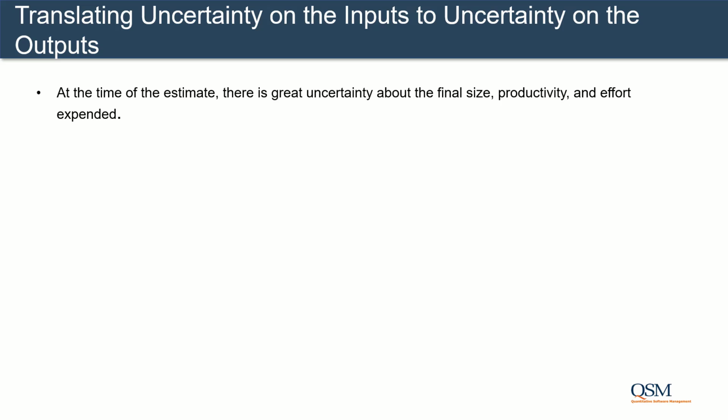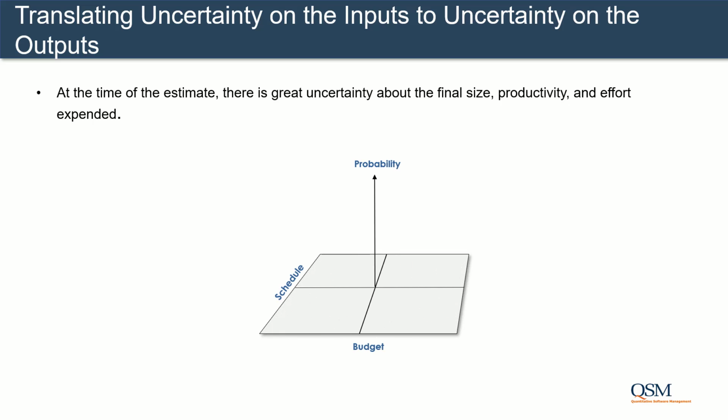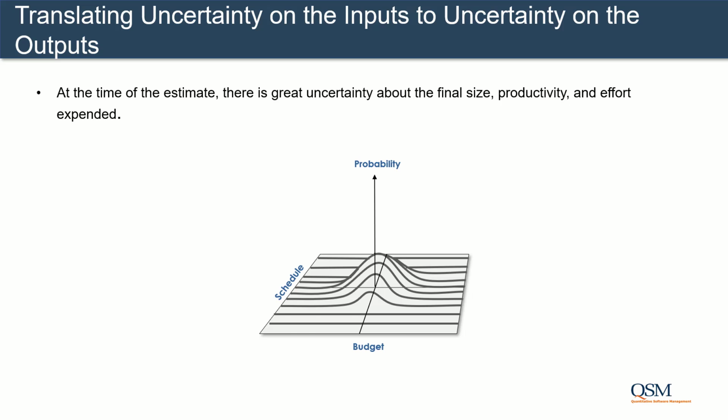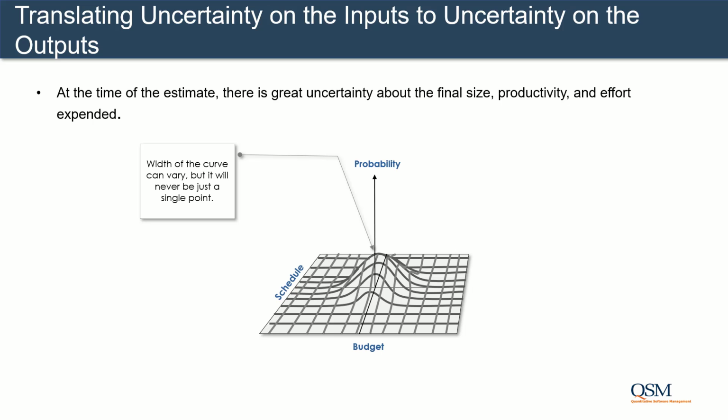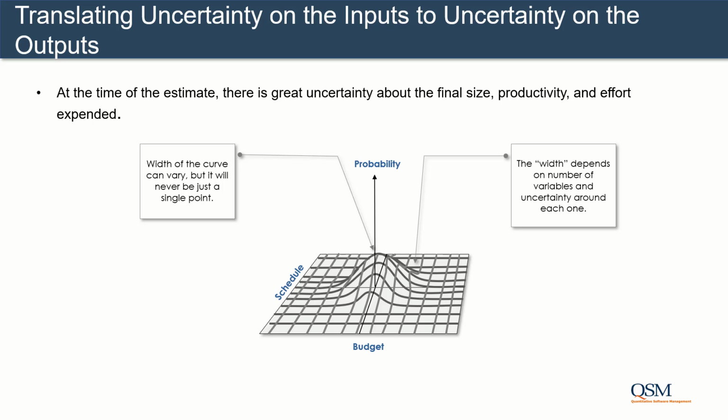In a SLIM estimate, we're translating the uncertainty about the inputs to uncertainty around the outputs: schedule and budget. Now, there is not a single point estimate. We have a range of potential outcomes. The width of the curve depends on the number of variables and uncertainty around each one.